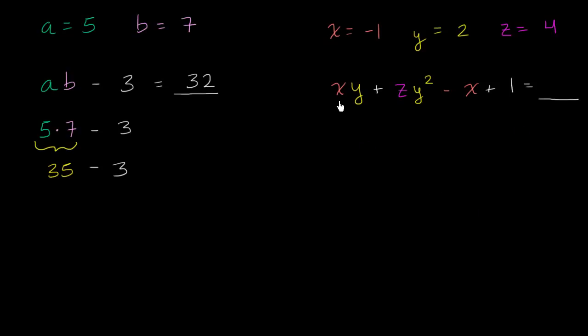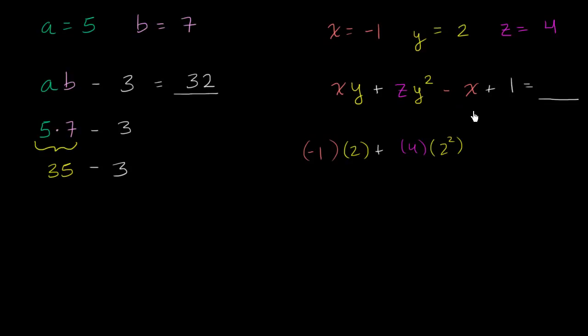Well, once again, everywhere we see an x, replace it with -1. Everywhere we see a y, replace it with 2. Everywhere we see a z, replace it with 4. So this is going to be equal to, x is -1, so it's going to be -1 times y. Y is 2, so it's going to be -1 times 2 plus z. Z is 4, plus 4 times y squared. Y is 2, so it's going to be 4 times 2 squared. That's the y squared right over there.